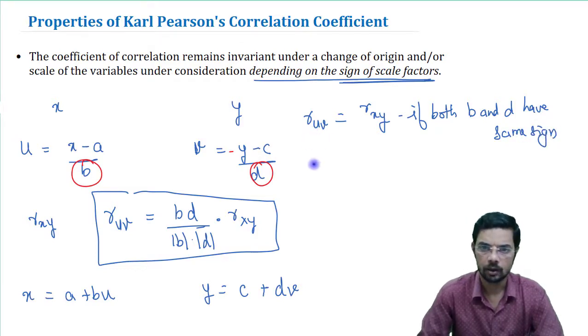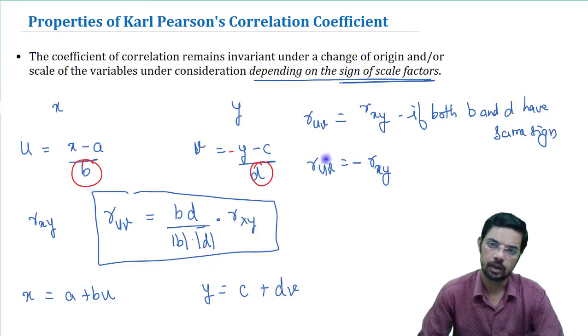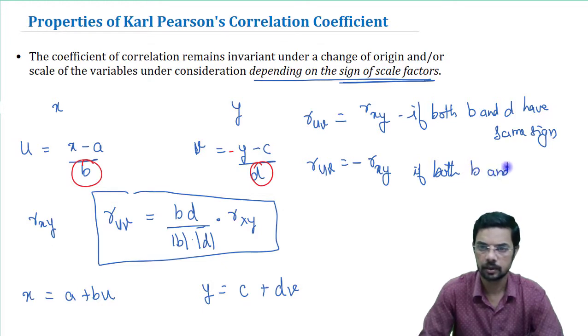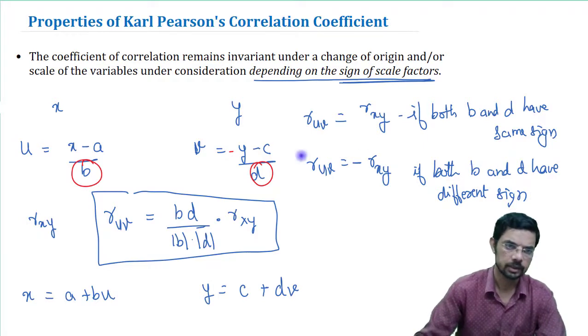In the same way, r of uv will be equal to the negative of r of xy if both b and d have different signs. Okay, this is what we need to understand.